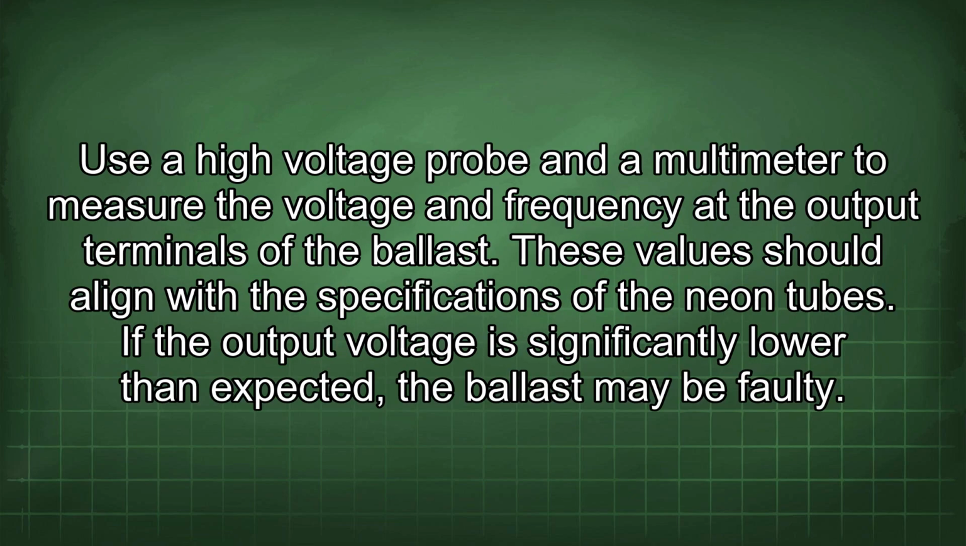Use a high voltage probe and a multimeter to measure the voltage and frequency at the output terminals of the ballast. These values should align with the specifications of the neon tubes. If the output voltage is significantly lower than expected, the ballast may be faulty.